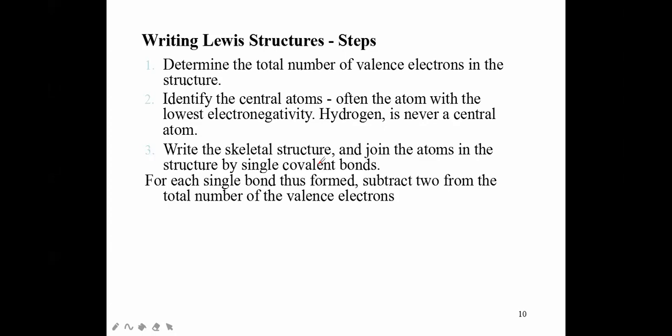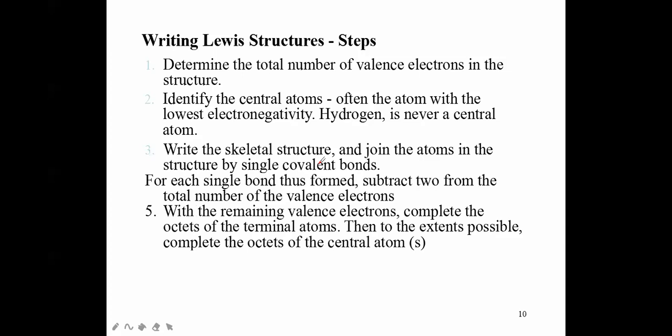After we have identified the central atom, and we write the other atoms around the central atom, then we need to join the atoms in the structure by single covalent bonds first. Once you do that, for each single covalent bond that you join, you subtract 2 from the total number. Then with the remaining valence electrons, you complete the octets of the terminal atoms. Okay? So you complete the octets of the atoms surrounding the central atom.